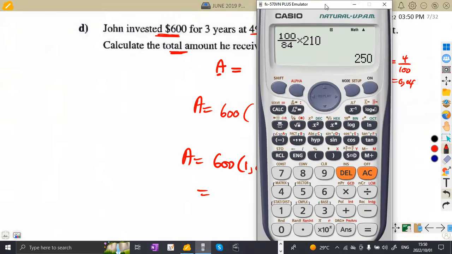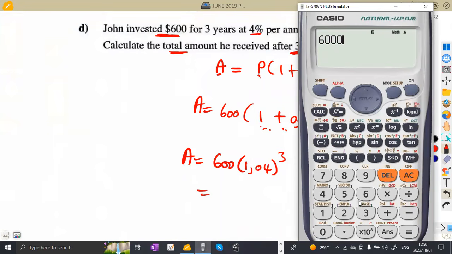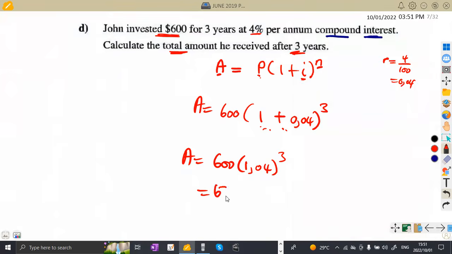So let's see what you're going to have. That's 600 times 1.04 to the power of 3. So it's going to give us 674.918. To 2 decimal places, because we are dealing with money, it's going to be $674.92. So that is the amount that he is going to receive after 3 years. All right, so that is your compound interest, guys. As you can see, it's pretty clear on this one.